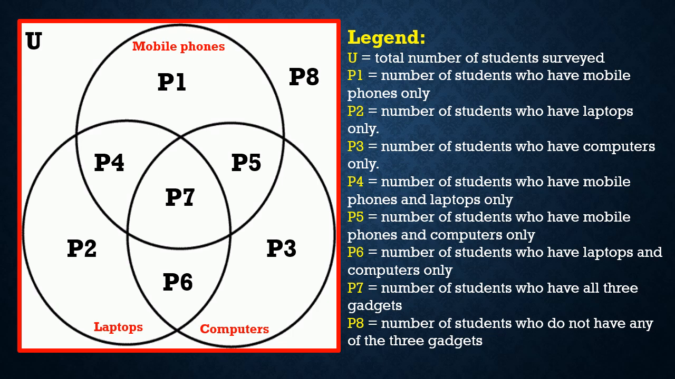number of students who have all three gadgets. So, meron silang lahat ng gadgets na nabanggit. Meron silang mobile phone, laptop, and computer sa bahay. And then P8, ito yung kabaligtaran ng meron. Siyempre, may mga students na kahit isa dun sa mga nabanggit na 3 gadgets ay wala sila.